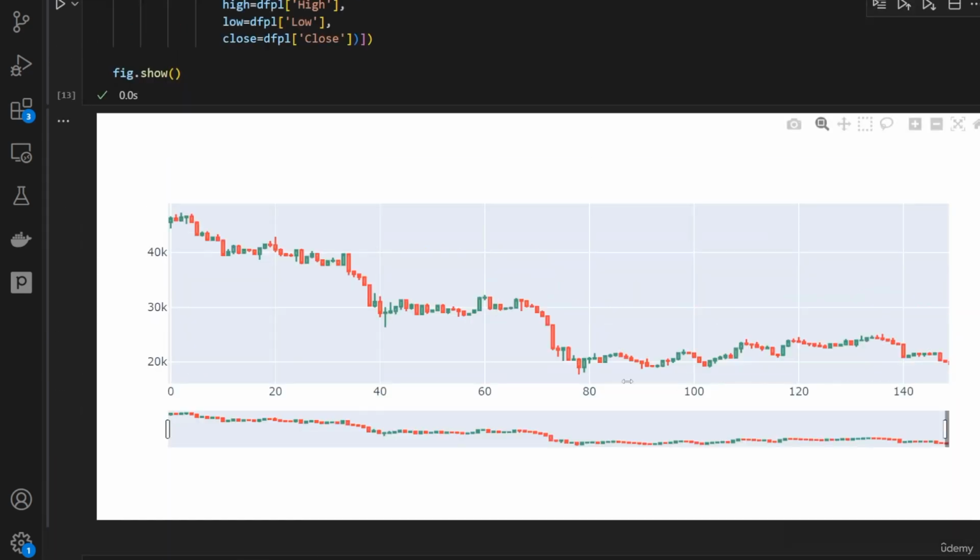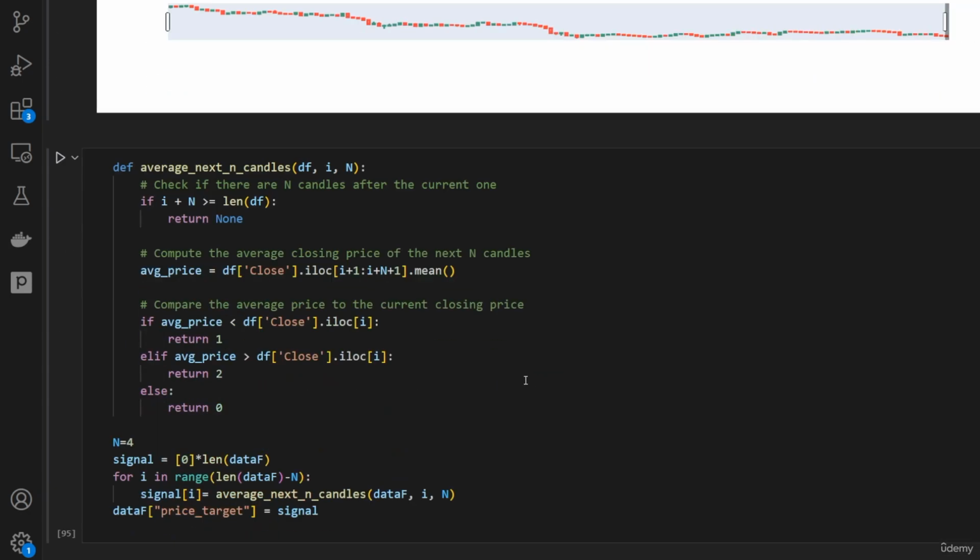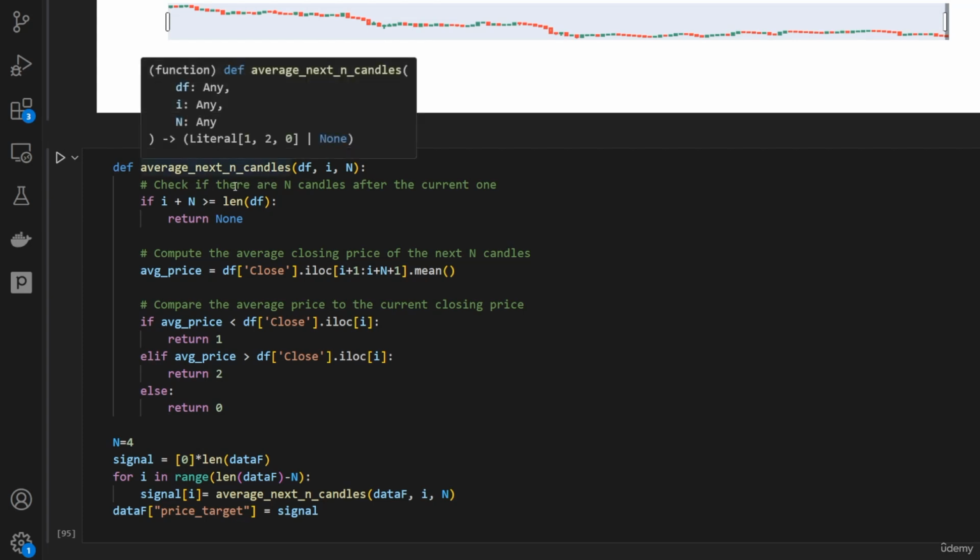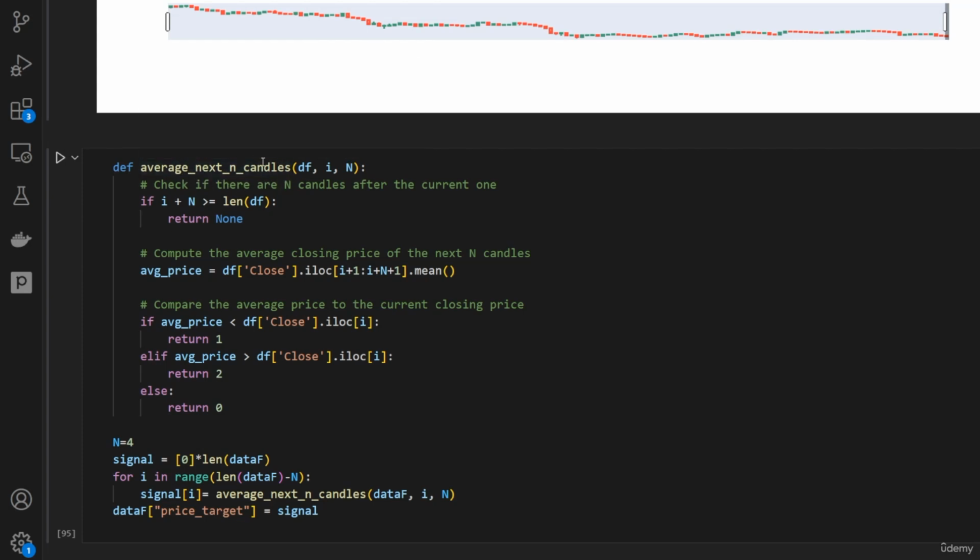So instead of only using one subsequent or one future candle, we can check the average price of the next n candles. And this is probably more accurate in this case, the way we are testing things.